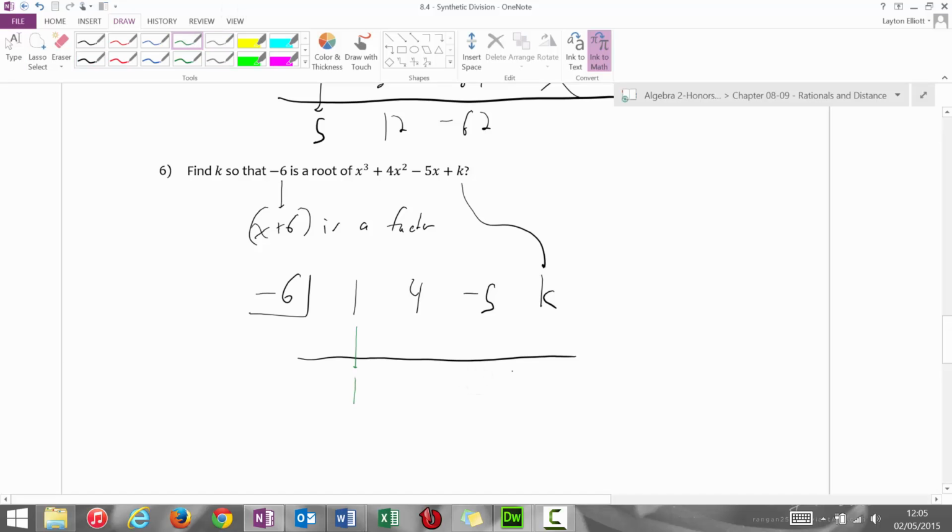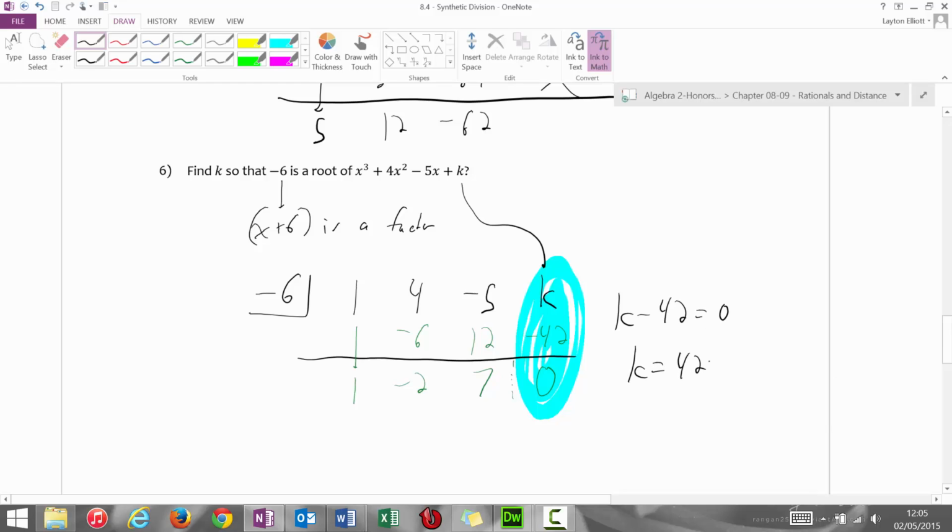Well, what I want to have happen is I want to have a remainder of 0. So I'm going to start to build an equation using synthetic division. Negative 6 times 1, add, negative 6 times negative 2 is 12, 7, and then negative 42. And I need this to work out. And for that to work out, I would just say k minus 42 is equal to 0. So that means k is 42.